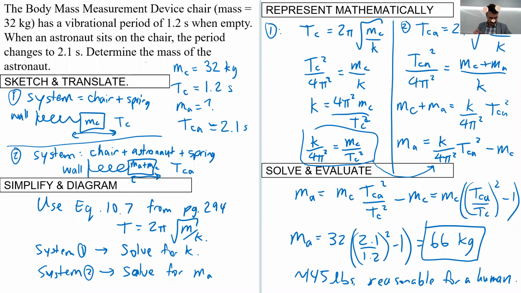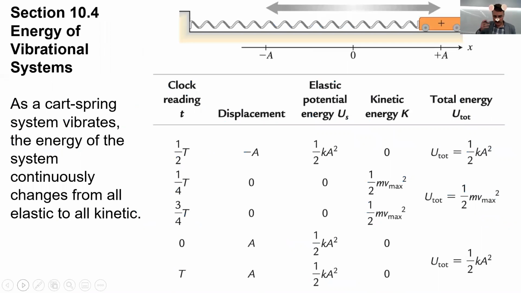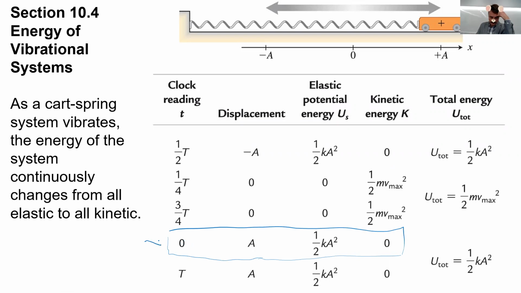Well, let's move on to energy. So section 10.4, and I think we're going to do a few team up questions about energy. So this is about energy of vibrational systems. So what happens as this thing oscillates back and forth is that, well, I think we started it actually at t equals 0, and we said that the displacement is plus A, and we release it from rest. So when you release it from rest, the kinetic energy is 0. Okay? So that's kind of the start.